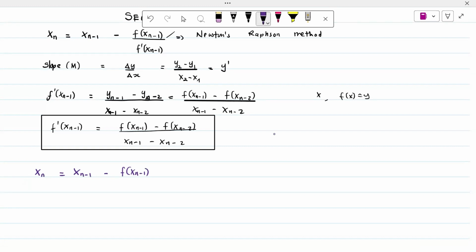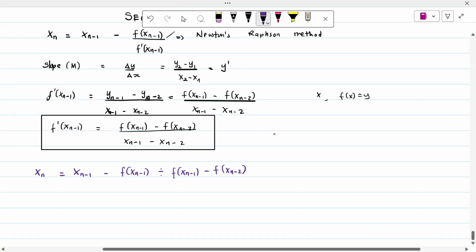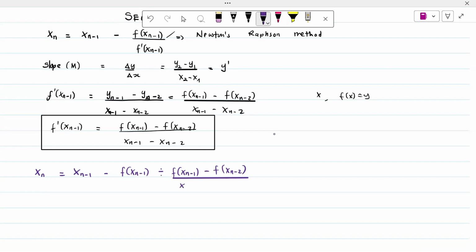Okay, so we're going to divide this by what? We're dividing by the derivative now. What is the derivative we've gotten? We've gotten this as a derivative, right? You see? f of x_{n-1} minus f of x_{n-2}, divided by x_{n-1} minus x_{n-2}, right?